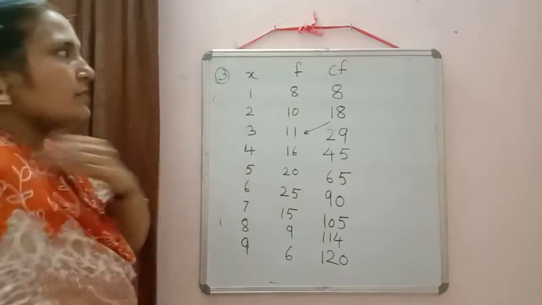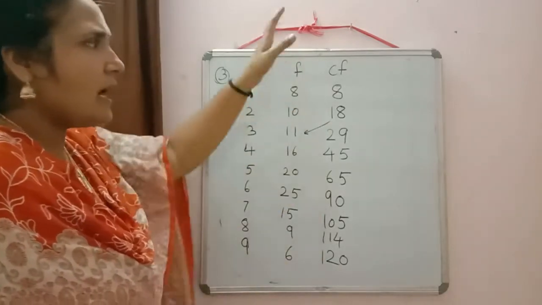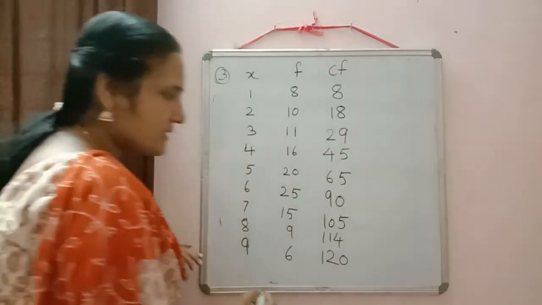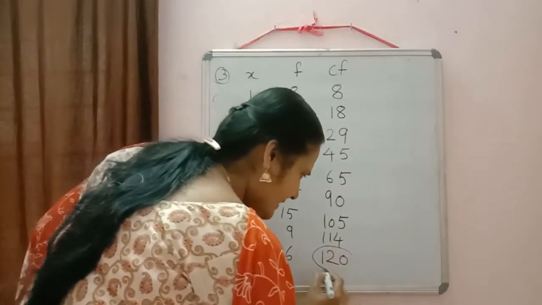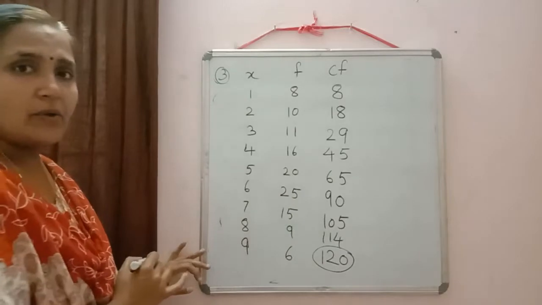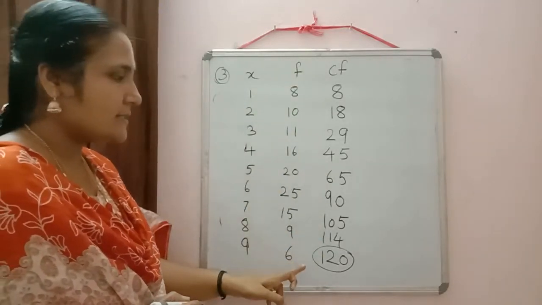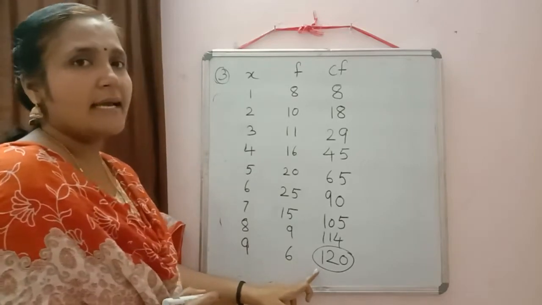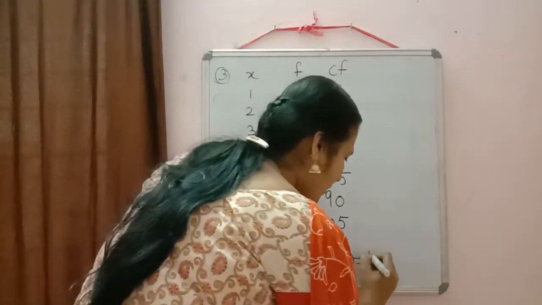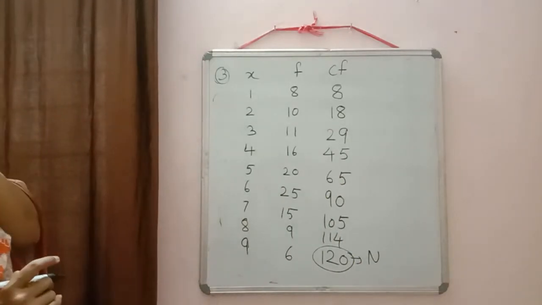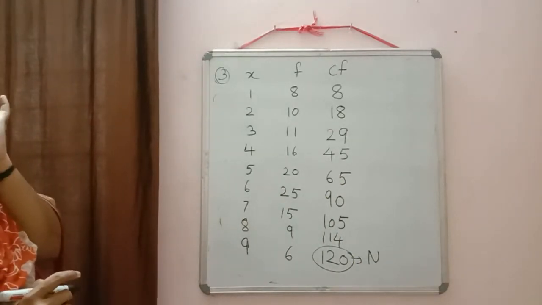So first we checked the total, how many numbers are there. Now what is the meaning of this? Just understand, as I said when I was explaining 120. When we calculate the cumulative frequency, this is the sum of all the frequencies. When we add all the frequencies, we get the total at last. So we are getting n equal to 120 here.